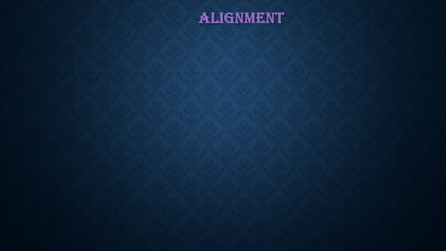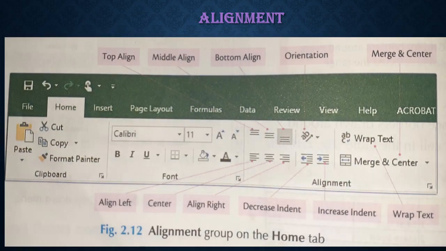Let's see what the options in the alignment group are. Here we can see various commands in the alignment group on the Home tab. Can you see? This is the alignment group. Inside the alignment group, more options are available. These three are horizontal alignment, these three are vertical alignment. In vertical alignment, the first one is top alignment, then middle alignment, then bottom alignment. The horizontal options are align left, center alignment and right alignment.